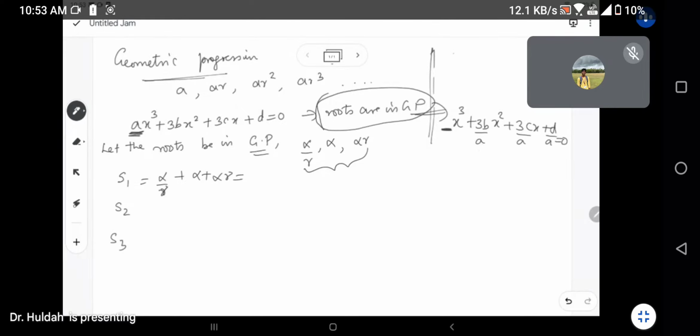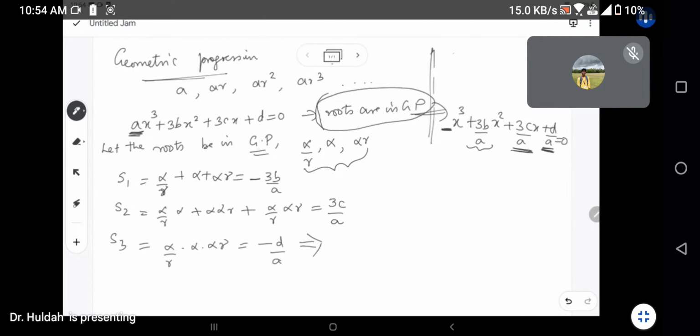So what is our S1? S1 would be with a minus and this value 3b by a. S2 is the sum of products of 2 roots taken at a time. First root into second root, second root into third root, first root into third root. That is equal to, S2 is positive, and this coefficient 3c by a. And S3. S3 is the product of the 3 roots. We put a minus for S3, then this value d by a.